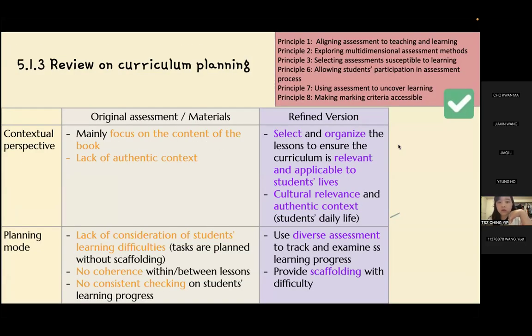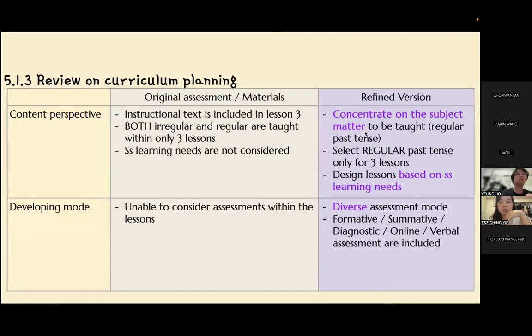And for the review of curriculum planning, we try to refine it and select and organize the lessons to ensure that the curriculum is relevant and applicable to students' lives. We also try to link different cultural relevance and authentic contents that can happen in students' daily life. We try to use diverse assessment to track and examine students' learning progress and provide different scaffolding with difficulty for the planning mode. And for the content, we try to concentrate on the subject matter of regular past tense, and we design lessons based on students' learning needs.